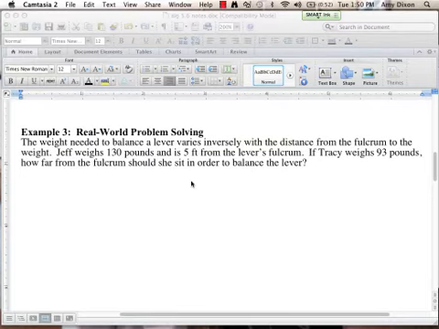Example 3. The weight needed to balance a lever varies inversely with the distance from the fulcrum to the weight. Jeff weighs 130 pounds and is 5 feet from the lever's fulcrum. If Tracy weighs 93 pounds, how far from the fulcrum should she sit in order to balance the lever? Because this is an inverse variation, the two k's should be equal given the two situations. Our xy should be equal to our xy. We have two x's and y's.